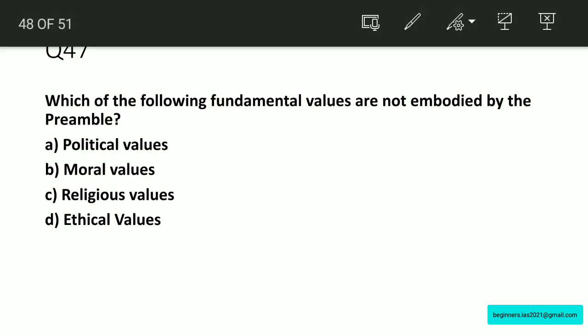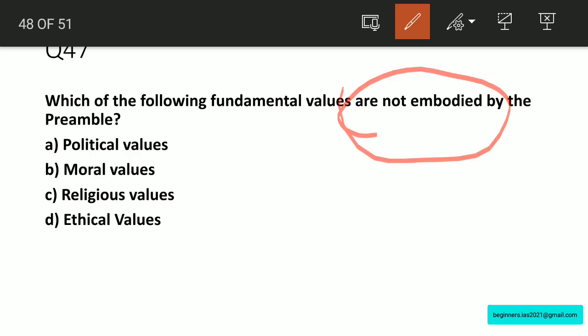Which of the following fundamental values are not embedded in the Preamble? Political values, yes, it is given. Moral values are also given. Ethical values are also given. But religious values are not given. Okay. See, by secularism, the Constitution means that India is neutral in religious matters and treats all religions equally. Therefore, religious values are not enshrined in the Preamble of the Indian Constitution.